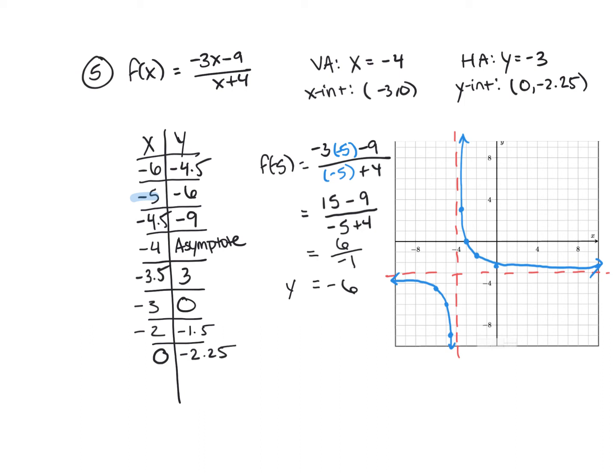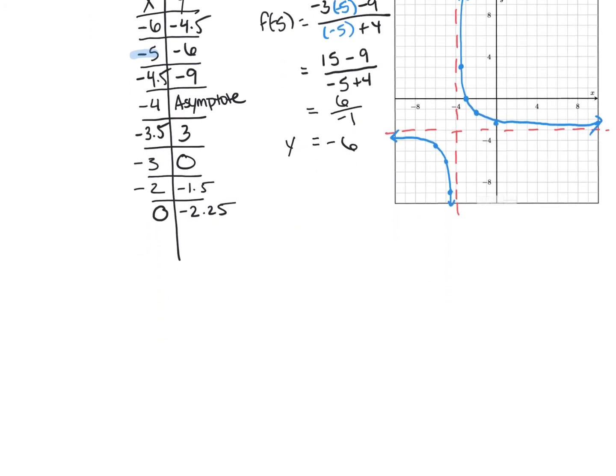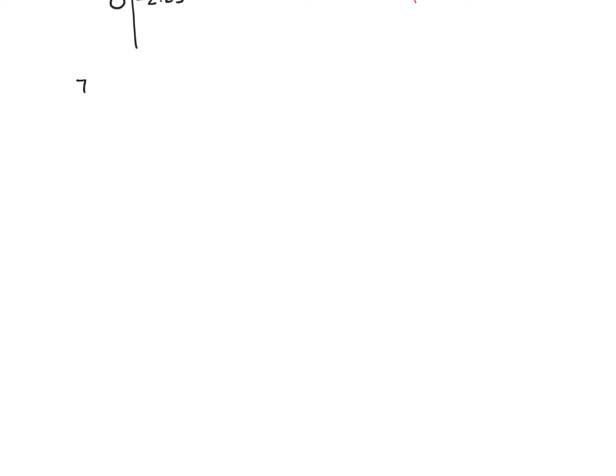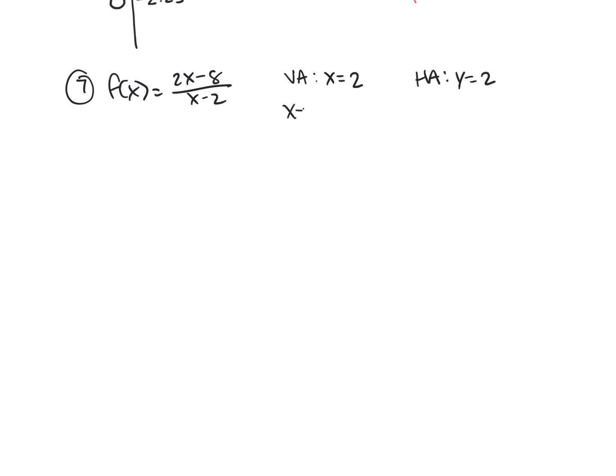Let's try this as well with problem number 7. So problem number 7 is f of x is equal to 2x minus 8 over x minus 2. The important features are that the vertical asymptote is x is equal to 2. The horizontal asymptote is y is equal to 2. The x-intercept is 4, 0. And the y-intercept is 0, 4.